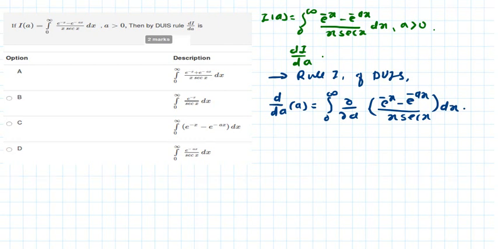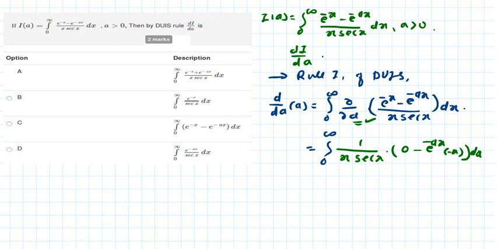Now we need to take the partial derivative of this given function with respect to a. Obviously the functions of x will be constant, so 1 upon x into sec x will be constant. The derivative of e raised to minus x with respect to a will be 0, because it is a constant. Minus the derivative of e raised to minus ax with respect to a is minus e raised to minus ax into minus x dx.